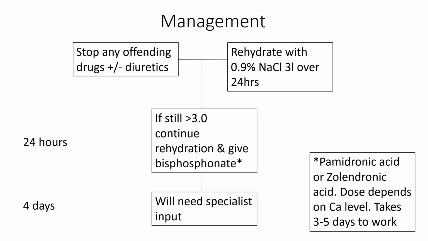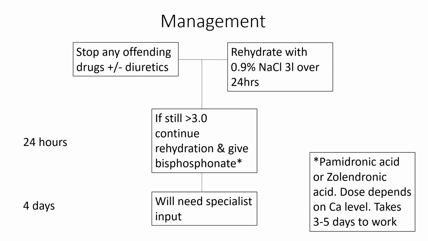At the 24-hour point, if your calcium's still above 3, you carry on your rehydration, and now it's time to add in a bisphosphonate. The choice depends on whether the patient has a malignancy or not. If they've got a known malignancy, there is some evidence that zoledronic acid is the better choice, but either can be used. And your dose will depend on the calcium level, so do check the BNF. It takes about 3 to 5 days for the bisphosphonates to work, which is why I've put here at 4 days.